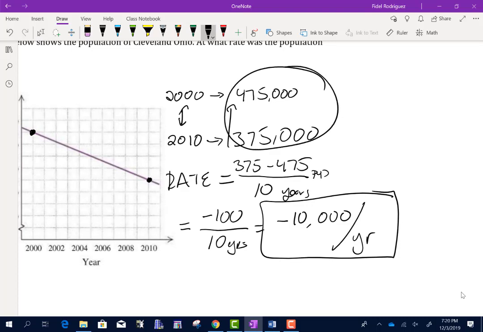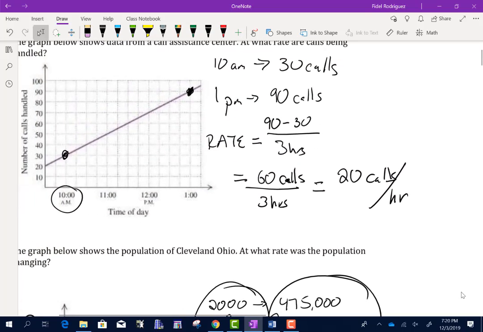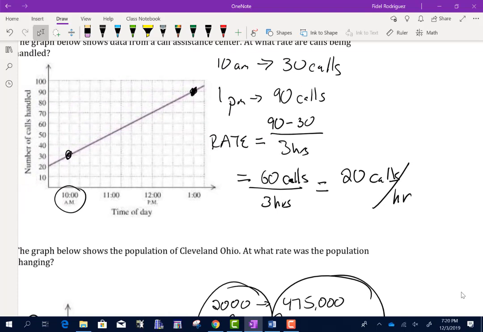What did we do with those numbers right there? We subtracted them, right? Didn't we essentially do the same thing here? Didn't we subtract those numbers as well? 2010 minus 2000 was 10 years. Didn't we do the same thing in the other problem? At 1 o'clock we had 90 calls, at 10 a.m. we had 30 calls. Didn't we subtract those numbers?